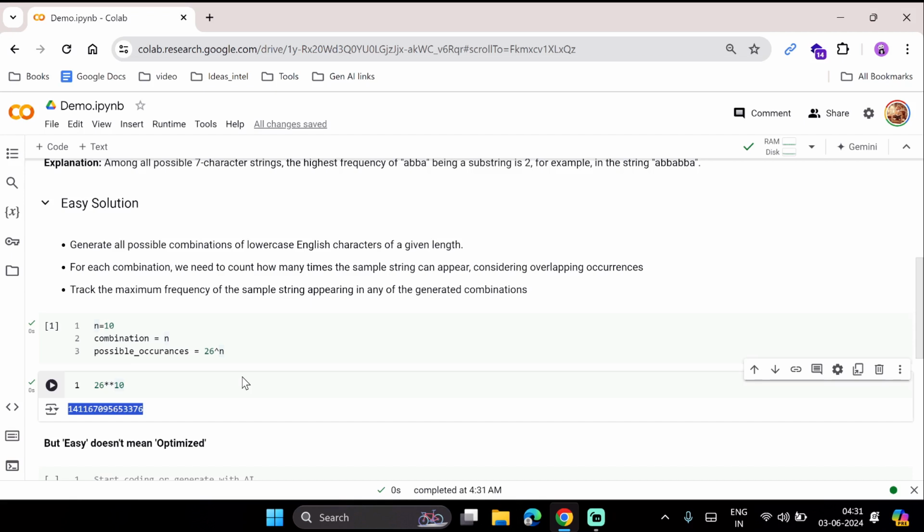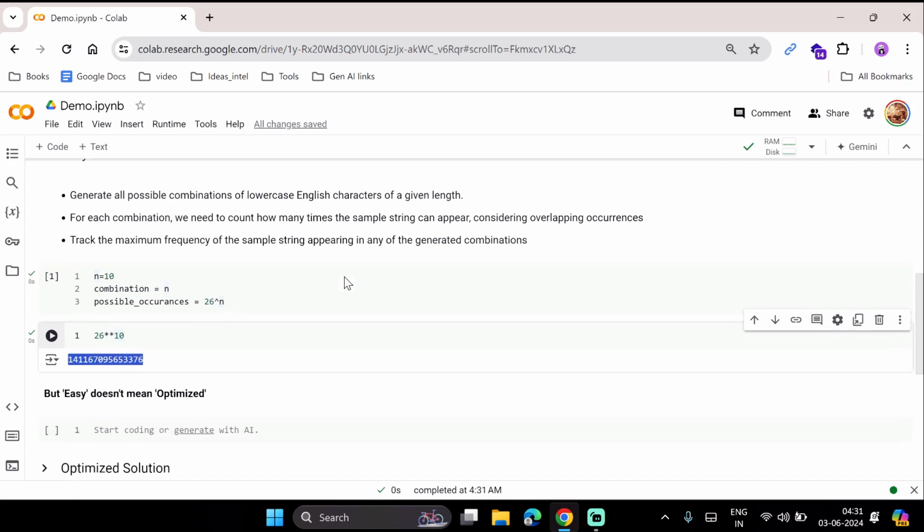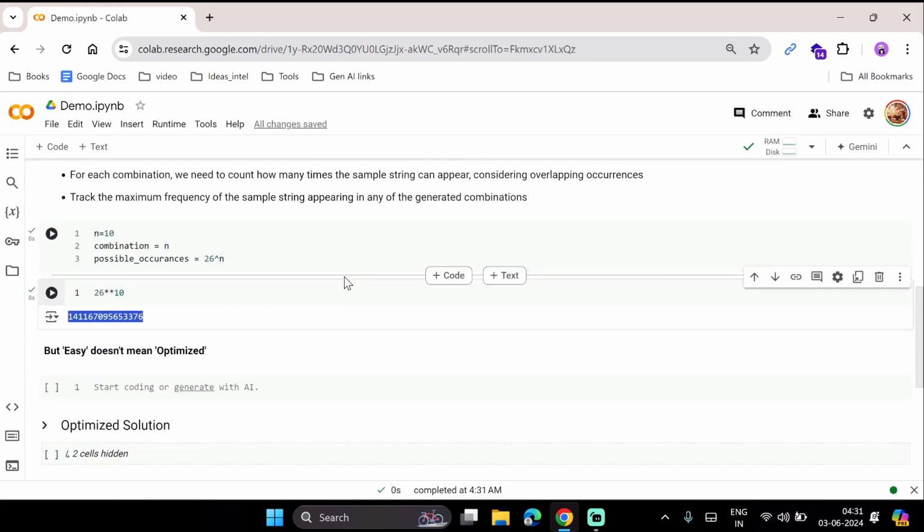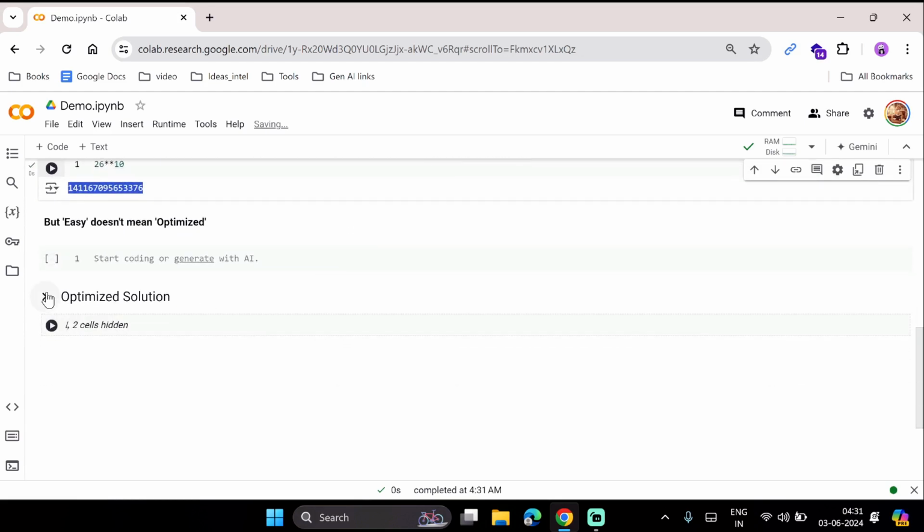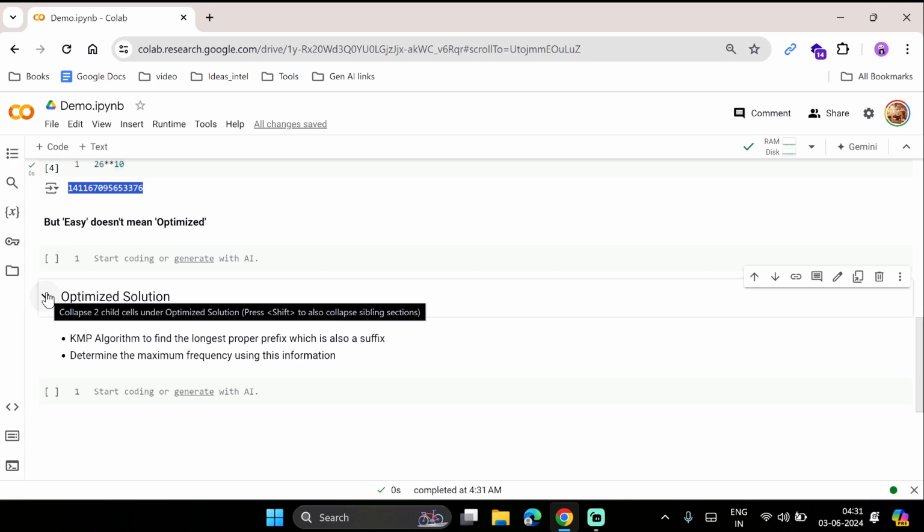Now you have to basically iterate through the whole number, and you need to count how many times the sample string can appear. So obviously, it is not a very optimized solution. So we need to find an optimized solution. And there are multiple ways to actually solve it. We will just follow one approach, but there are other optimized ways to solve it as well. So what we would use is something called the Knuth-Morris-Pratt algorithm.